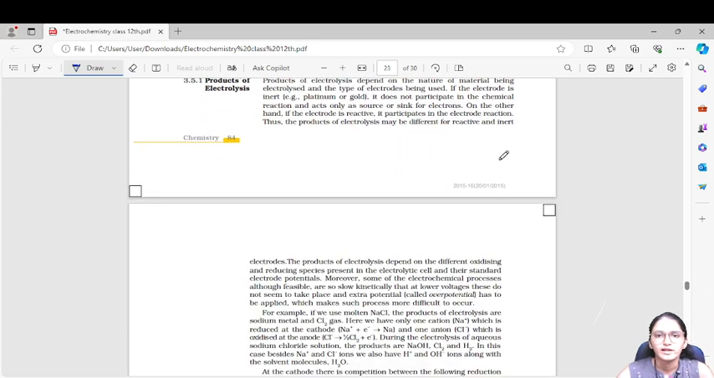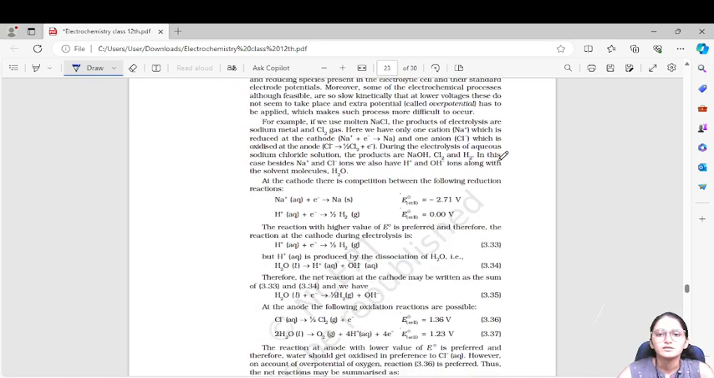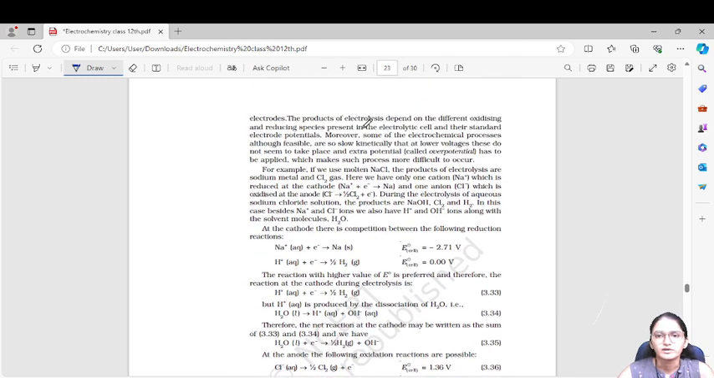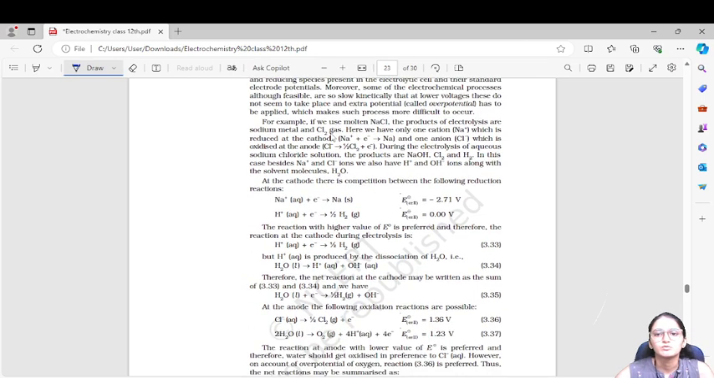Then products of electrolysis. Here the most important part is they ask about molten NaCl. The products of molten NaCl. So if you use molten NaCl, products of electrolysis are what? It is sodium metal and Cl2 gas. Okay, we can see here.